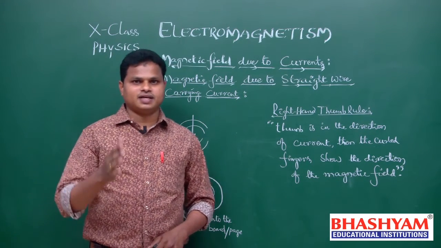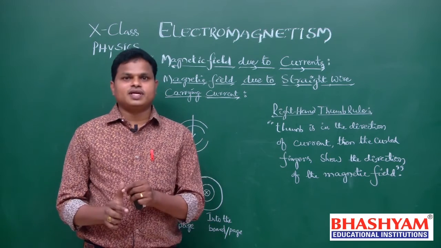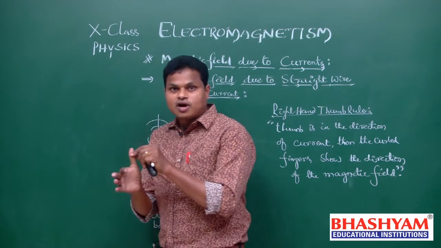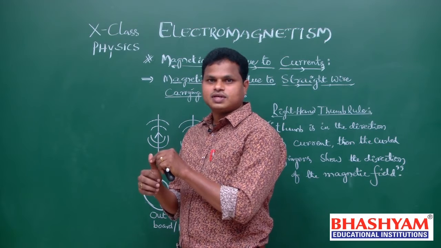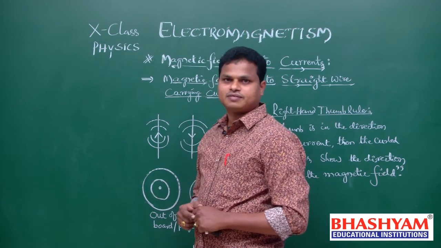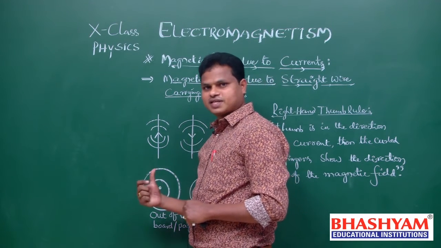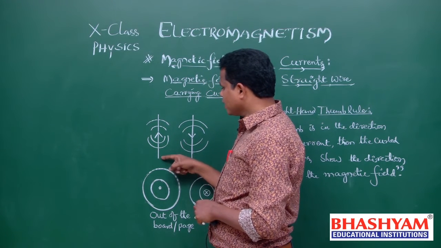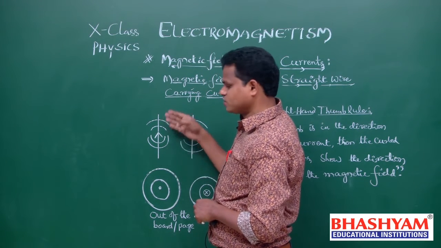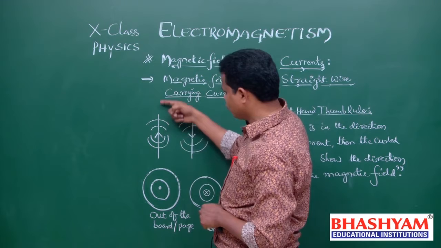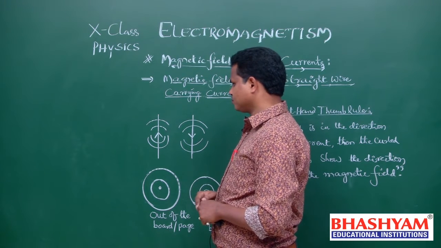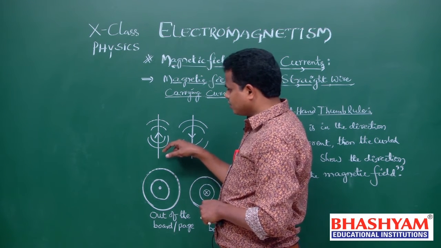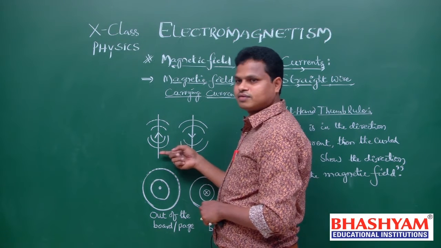This is the right hand, thumb in the direction of current. The curled fingers show the direction of the magnetic field. Let us apply this here. The current is flowing vertically upwards. This is a vertical upward. Now, what is the direction of the magnetic field produced by the wire?